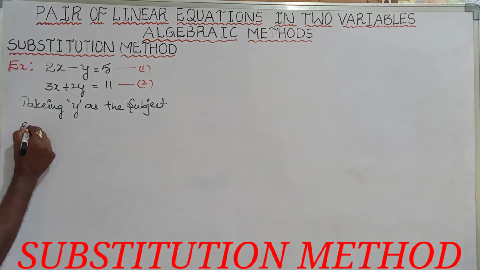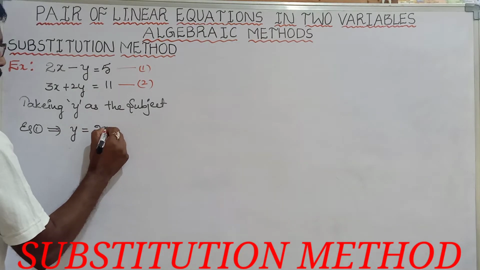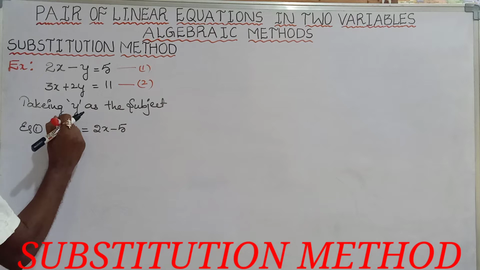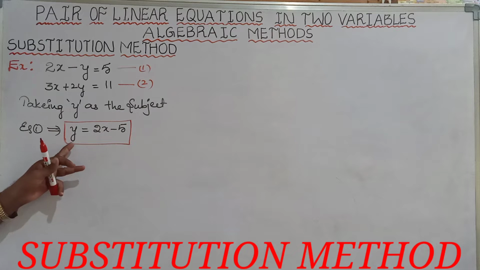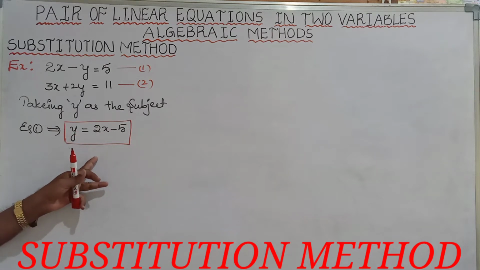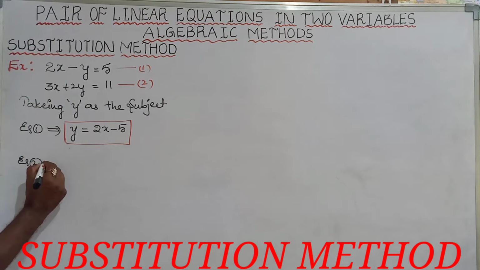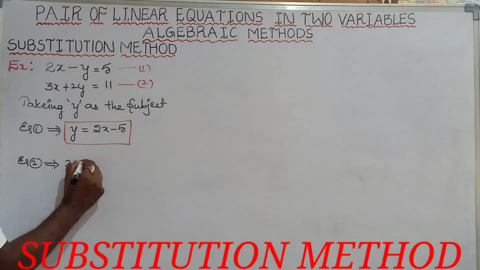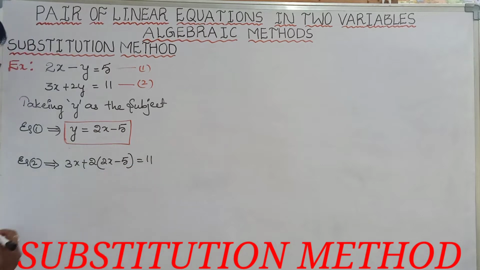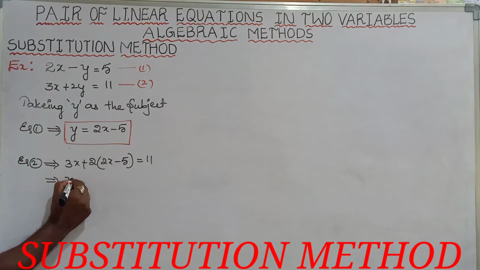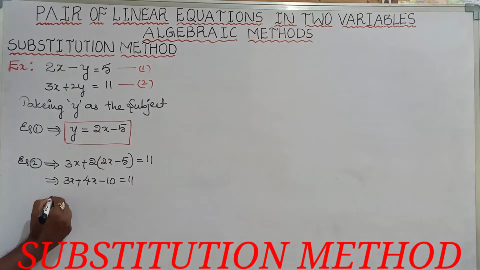So equation 1 becomes y is equal to 2x minus 5. We substitute this value in the second equation. Equation 2 implies 3x plus 2 into (2x minus 5) is equal to 11. That is 3x plus 4x minus 10 is equal to 11.